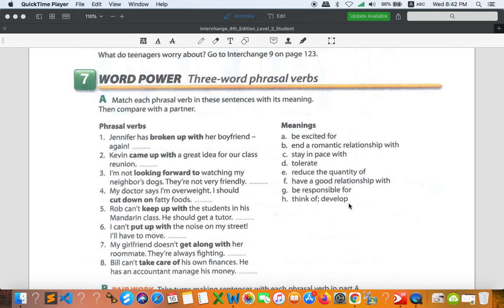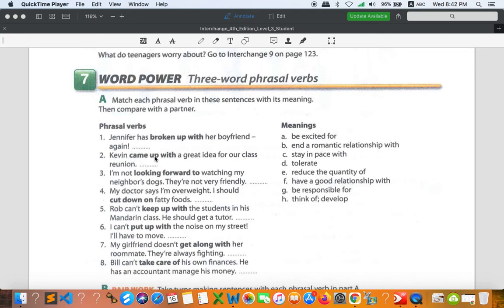So let's try all together. Number 1, Jennifer has broken up with her boyfriend again. So what should be the answer? Broken up means to finish the relationship. That should be end a romantic relationship with. So it's letter B.